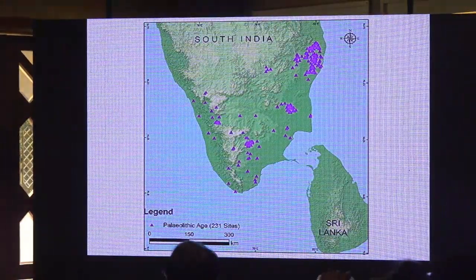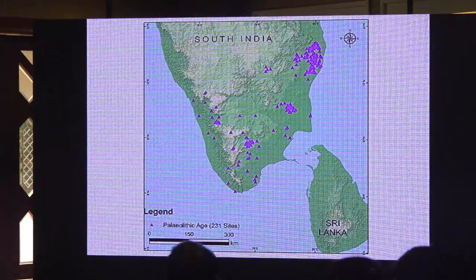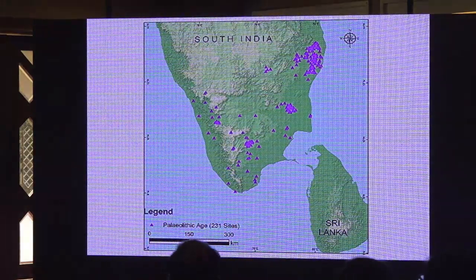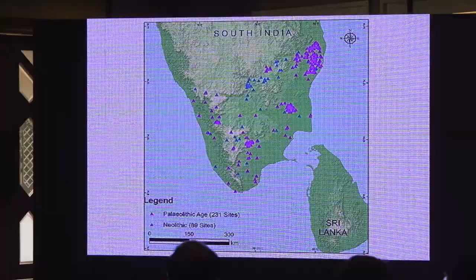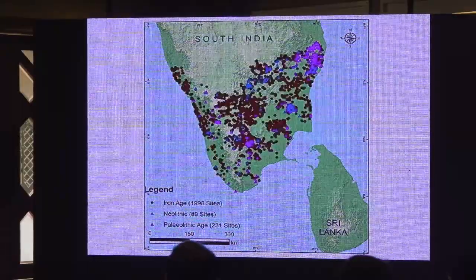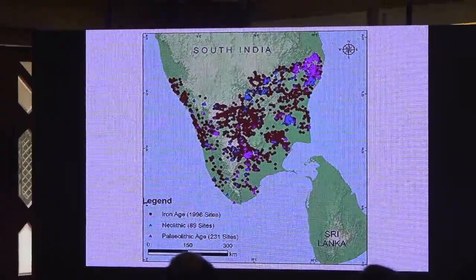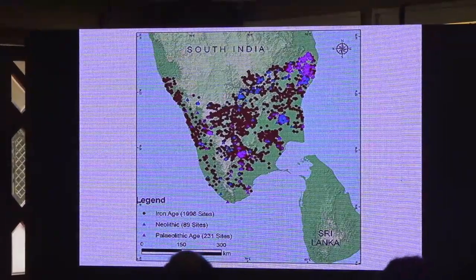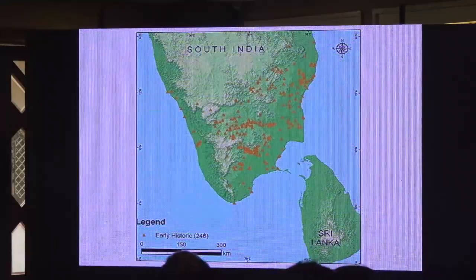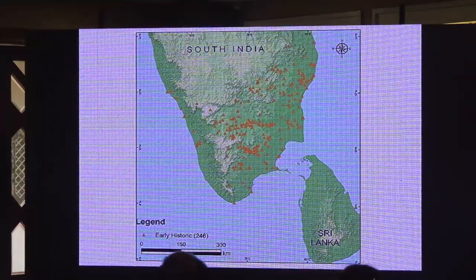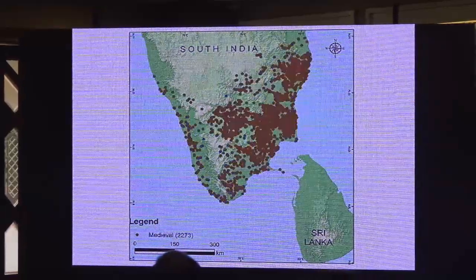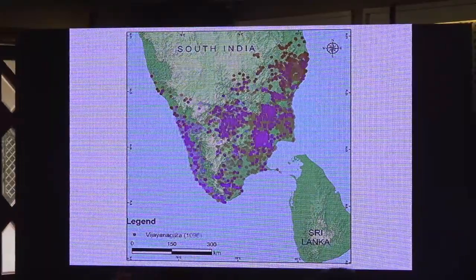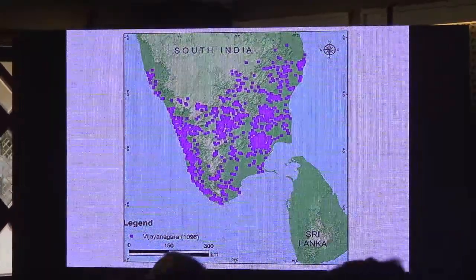Okay, next slide. So here Paleolithic sites only. In this area, I took Kerala and Tamil Nadu Paleolithic sites, 231 sites. Next one, Neolithic sites, 89 sites falling in that. Next one, Iron Age sites; Iron Age is more, nearly 2,000 sites are there. Next one. Yeah, here early historic. Previous data is prehistoric data, then historic data. Okay, next. Early medieval data. Yeah, next. Medieval only. Next. Vijayanagara period.